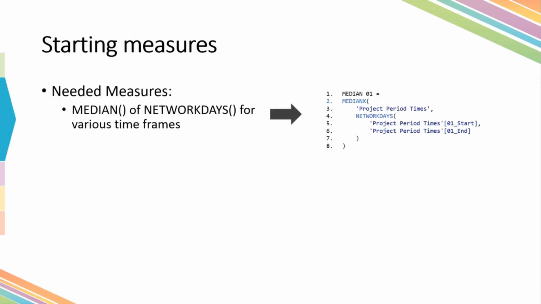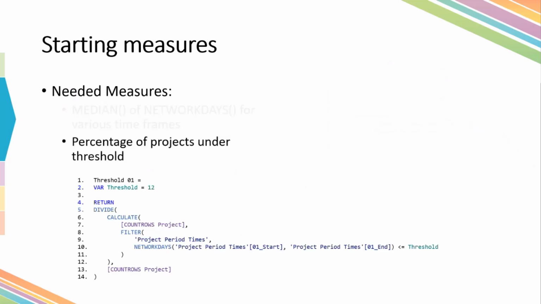Now, to the starting measures that I showed in the report that had many individual measures. This is the measure that I use for the median calculation. So you have the network days function, which uses a start date and an end date, calculates the number of weekdays in between, and that's packaged into a median x function. So you calculate the median x for all of the rows, the values of the rows of this network days function.